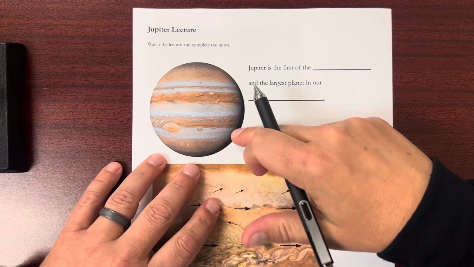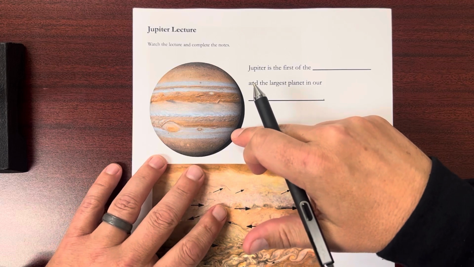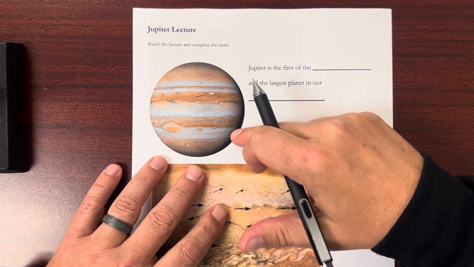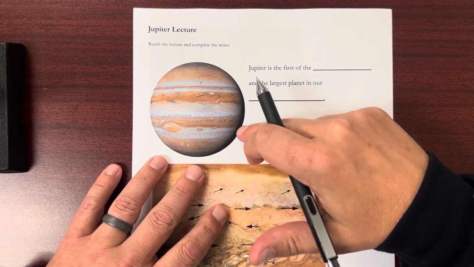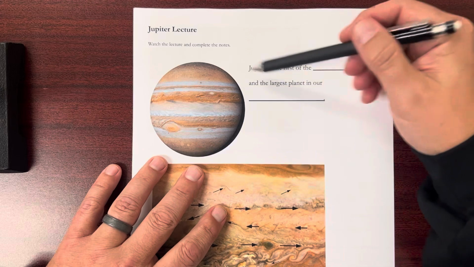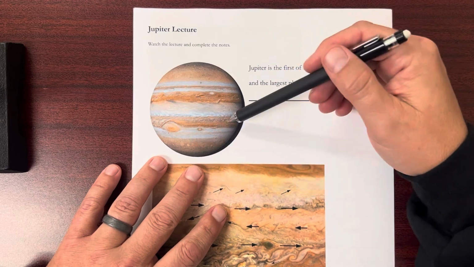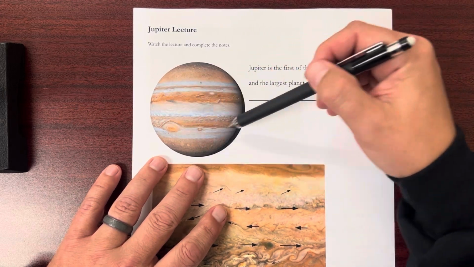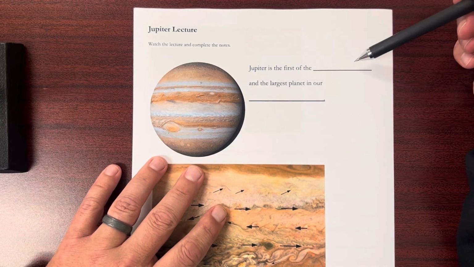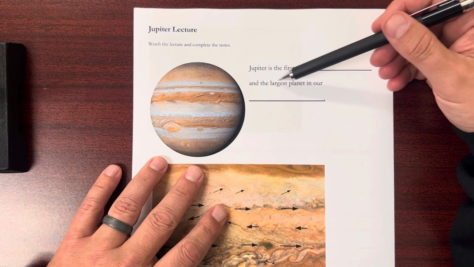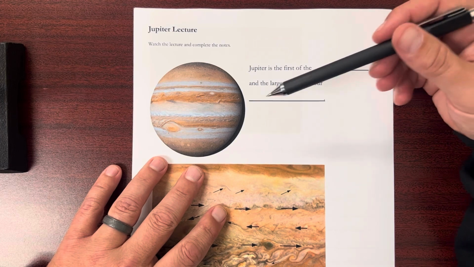This first image shows Jupiter taken from a satellite that had passed by Jupiter, getting very high resolution images. And there's some things that you can notice right off the bat about Jupiter. It's all these lines that are going across it. So Jupiter is the first of the gas giants, and it is the largest planet in our solar system.